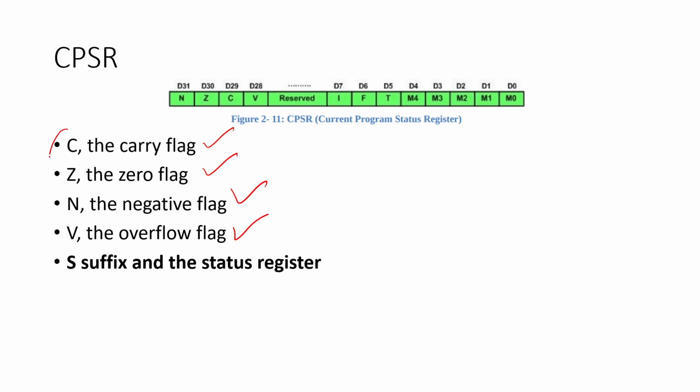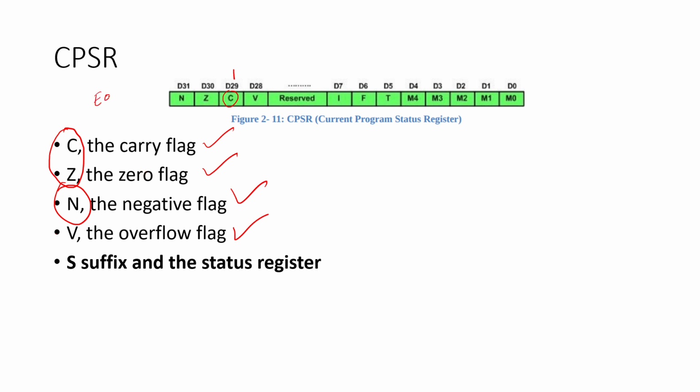We'll mostly be using C and Z only, and sometimes N. V we rarely use. So C is the carry flag. How it is affected is, for example, if you are performing an addition operation and a carry is generated, whenever carry is generated, this C bit will become 1. Now the zero flag. How will the zero flag be affected?